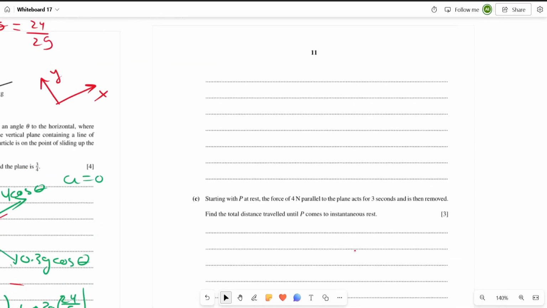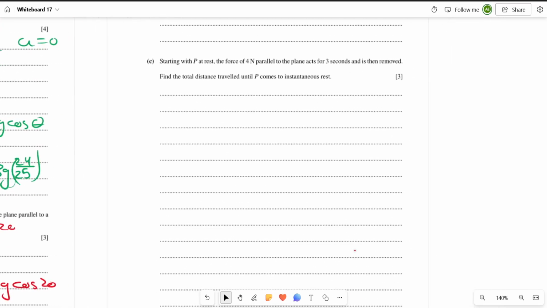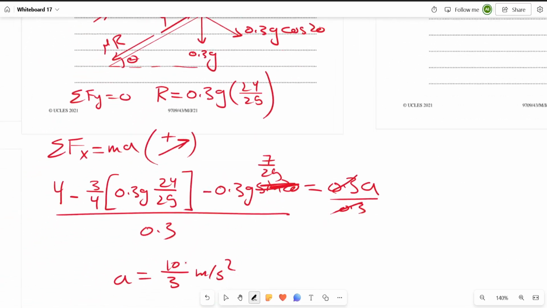Now, question C says, starting with P at rest, the force of 4 Newtons parallel to the plane acts for 3 seconds and then is removed. Find the total distance traveled until P comes to instantaneous rest. So this 4 Newton force is going to act for only 3 seconds. It means that as long as this 4 Newton is acting, our acceleration is 10 over 3 meters per second squared.